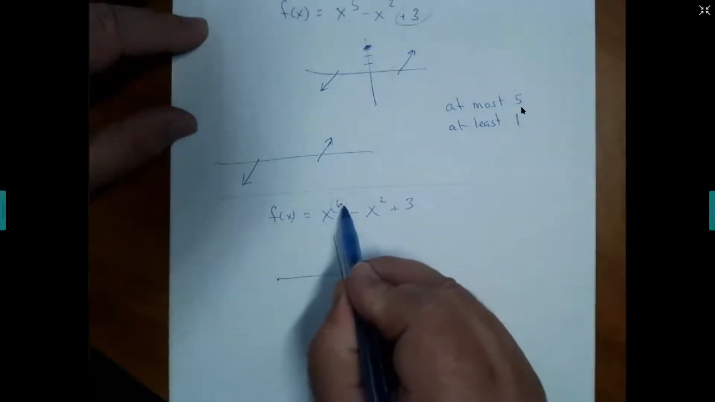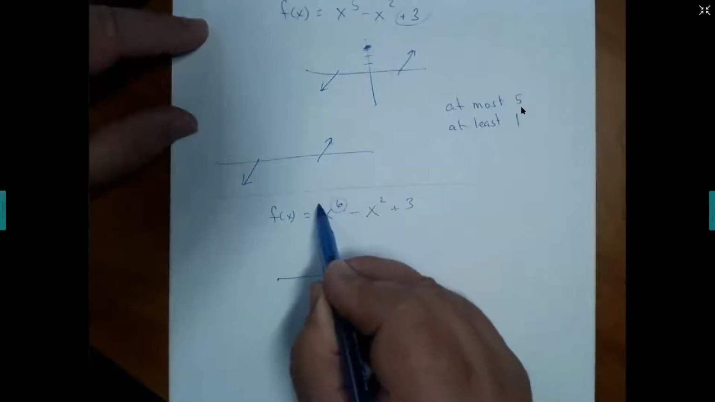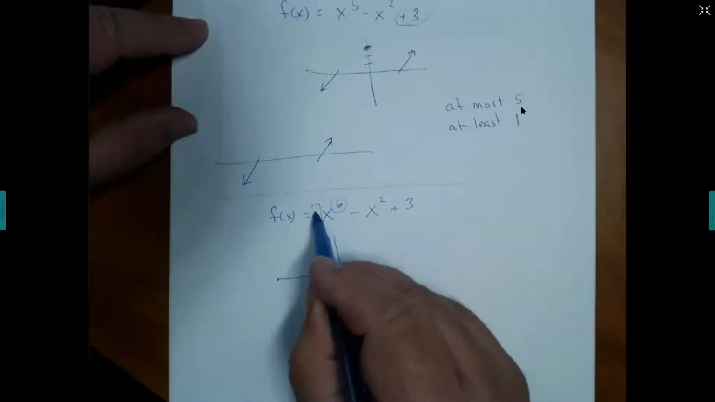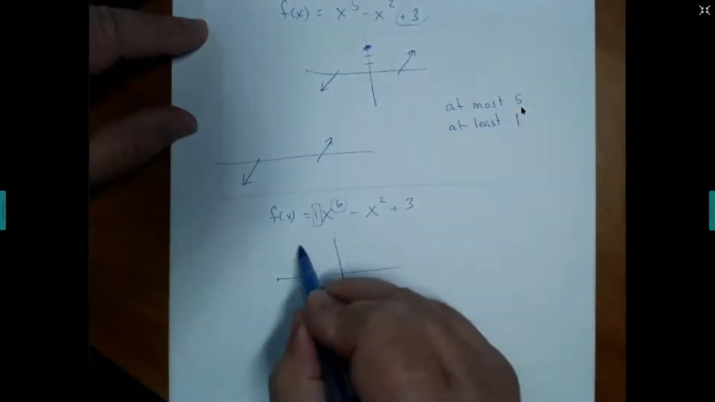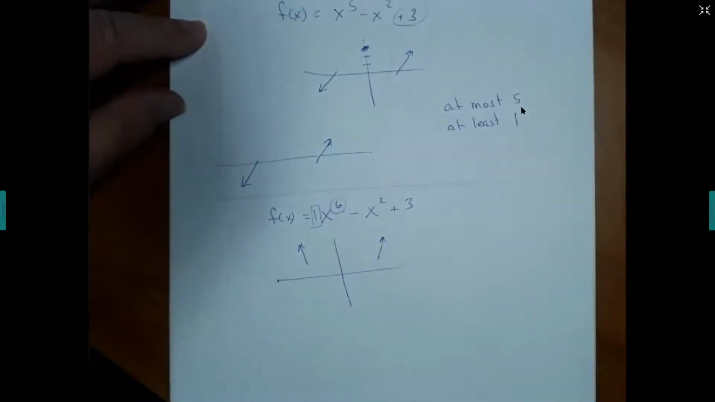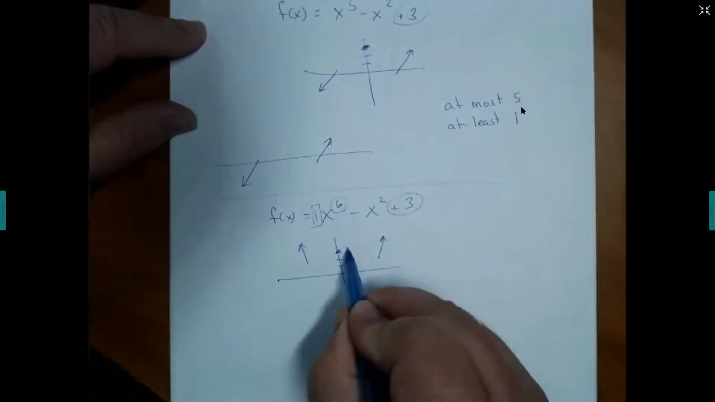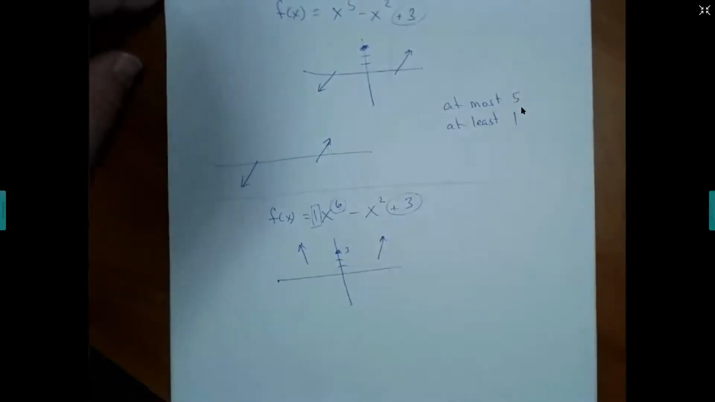Because the biggest exponent is even, both ends point the same direction. Since the leading coefficient is 1, positive, greater than 0, both ends point up. And again, we know that it crosses the y-axis at 3. That's all we know for sure.